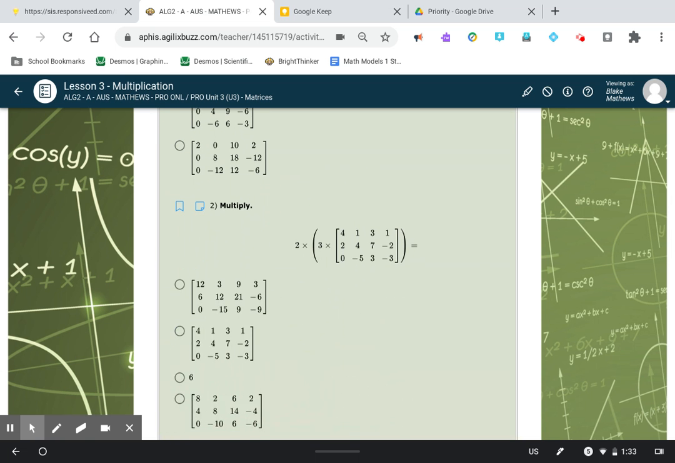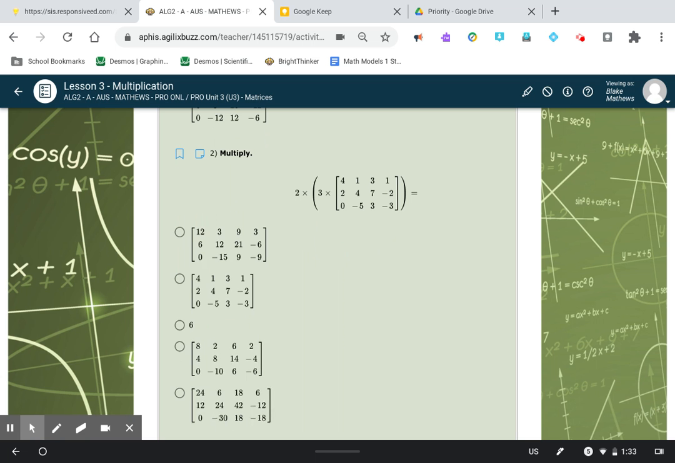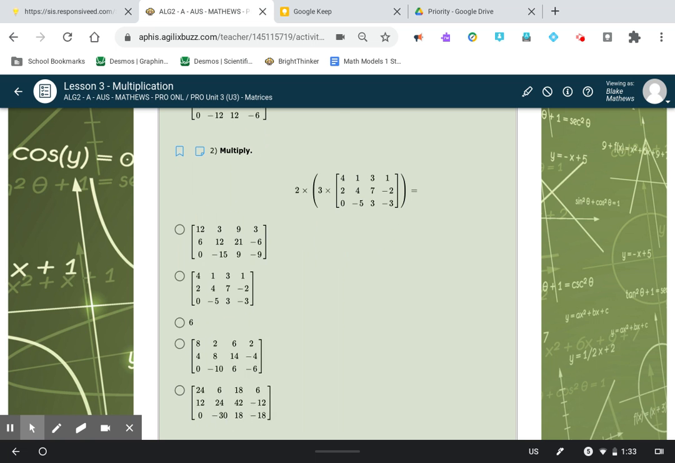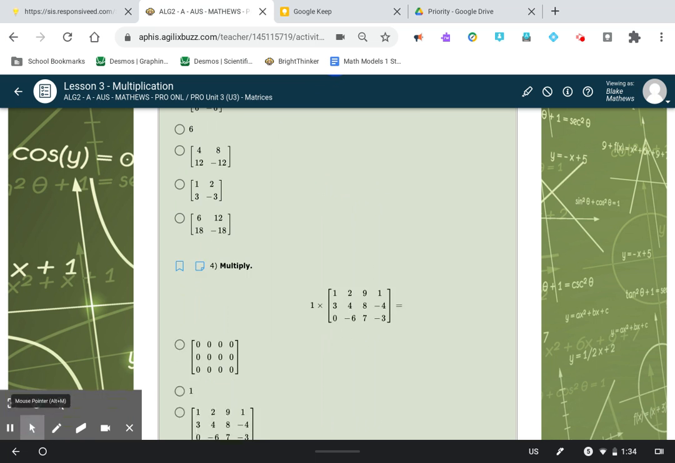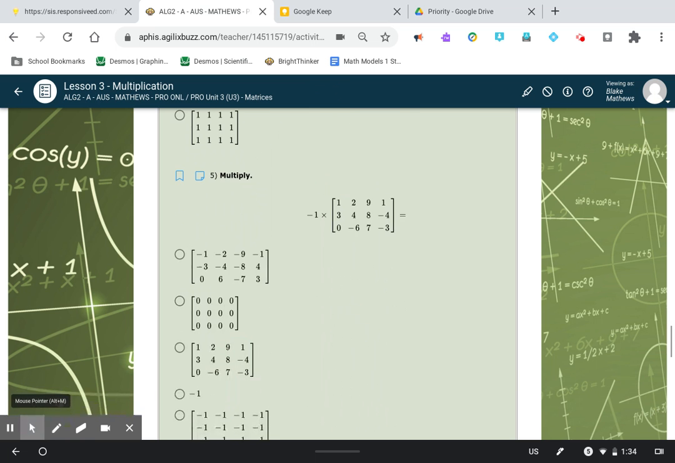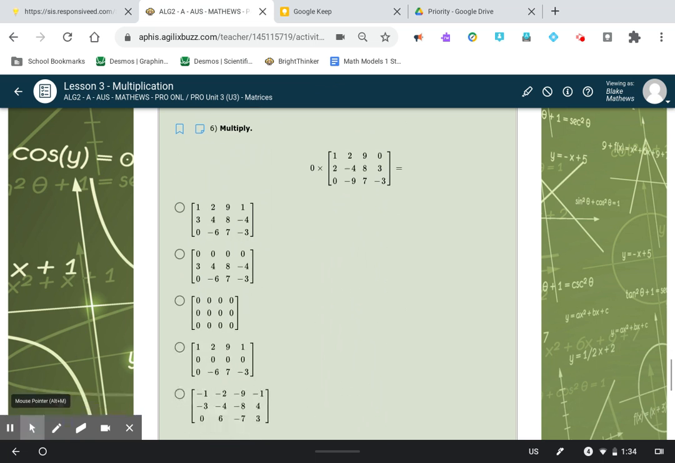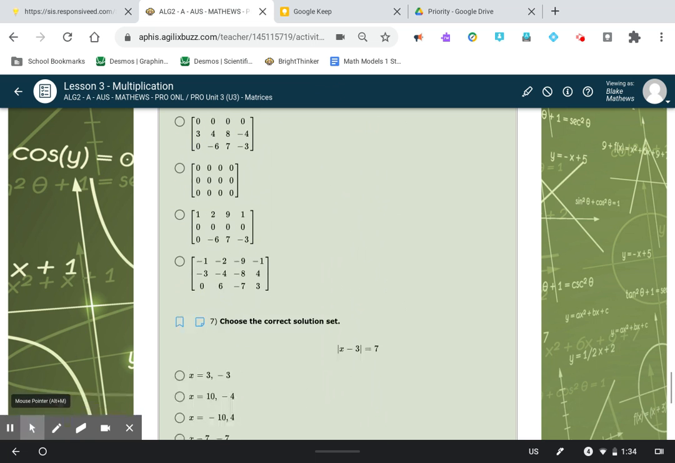Now in number 2, they're trying to get kind of tricky, but ultimately, you're going to multiply 2 and 3, and then you can multiply the answer you get times everything in the matrix. So don't do 3 times everything and then 2 times everything. Just multiply 2 and 3 and then multiply the answer times everything. Same thing in number 3. Work out this part first and then multiply the answer. Number 4, pretty straightforward. Number 5, remember, be careful about your negatives. Number 6, that one's pretty straightforward. If you're multiplying any number times 0, you should know what's going to happen there.